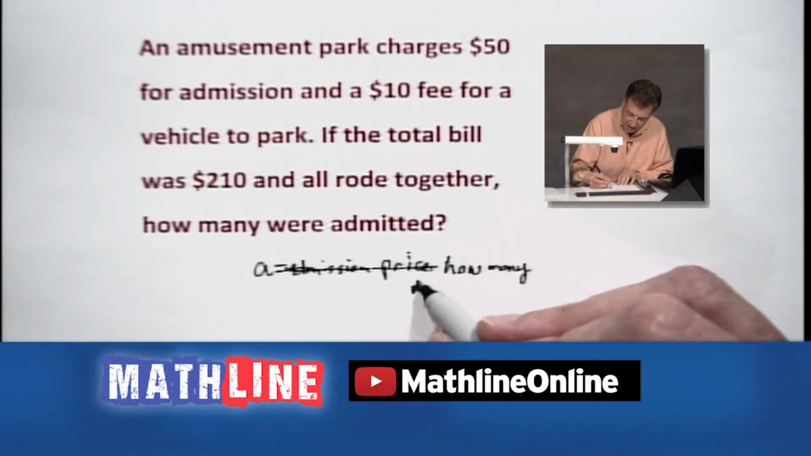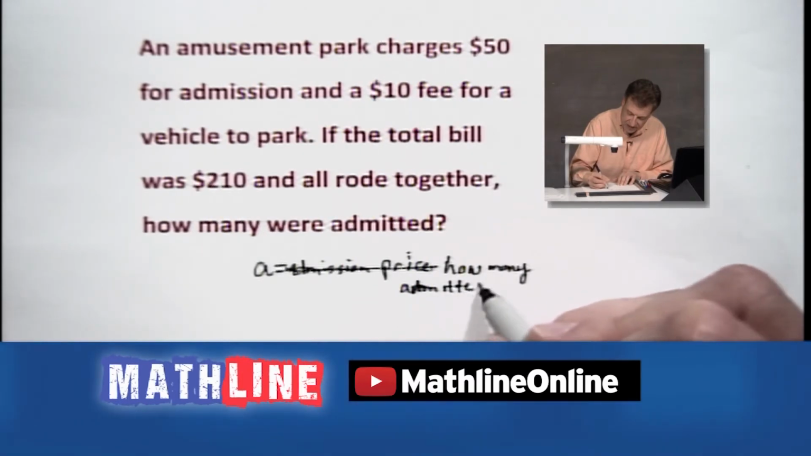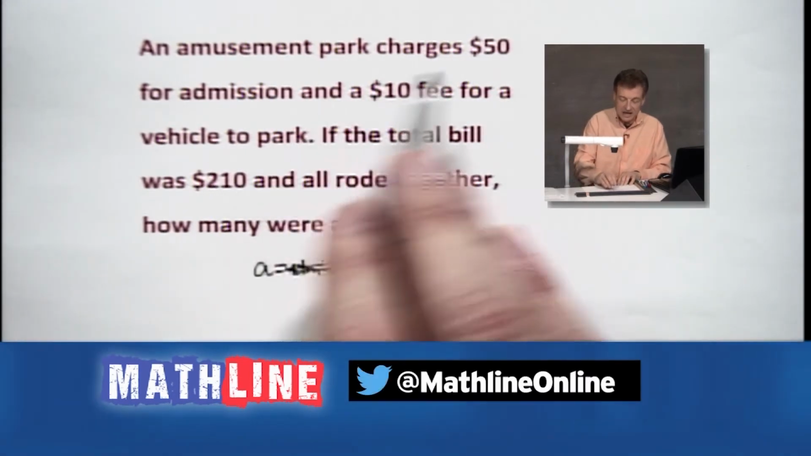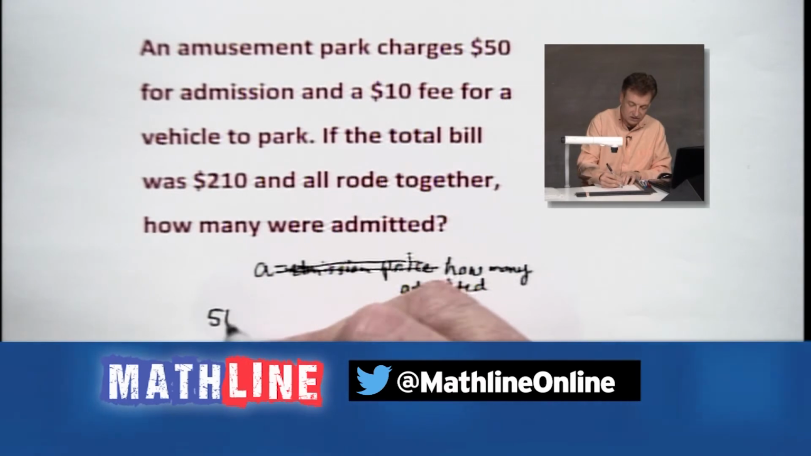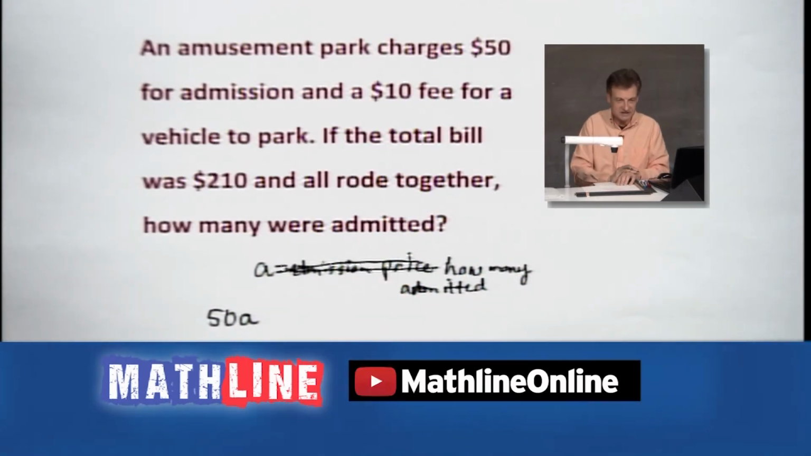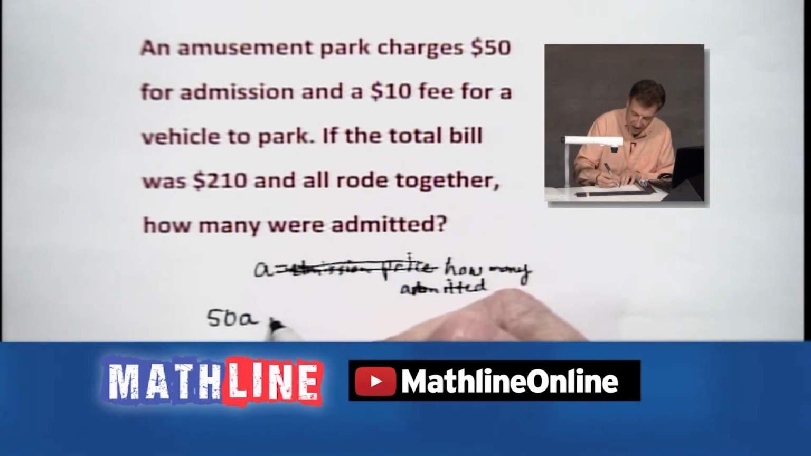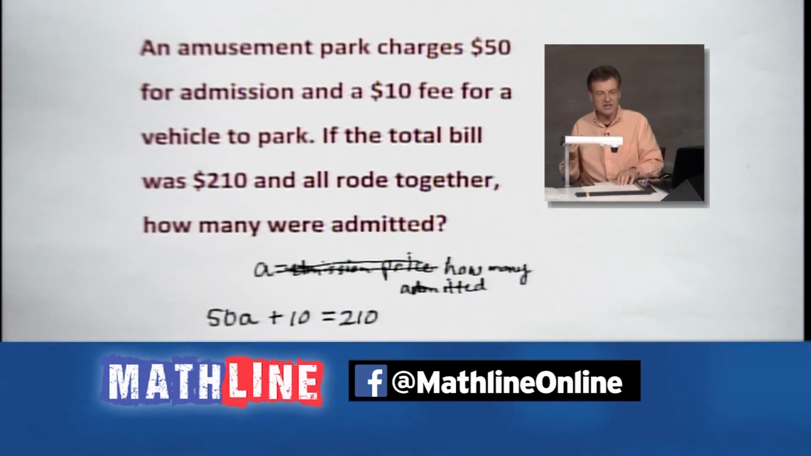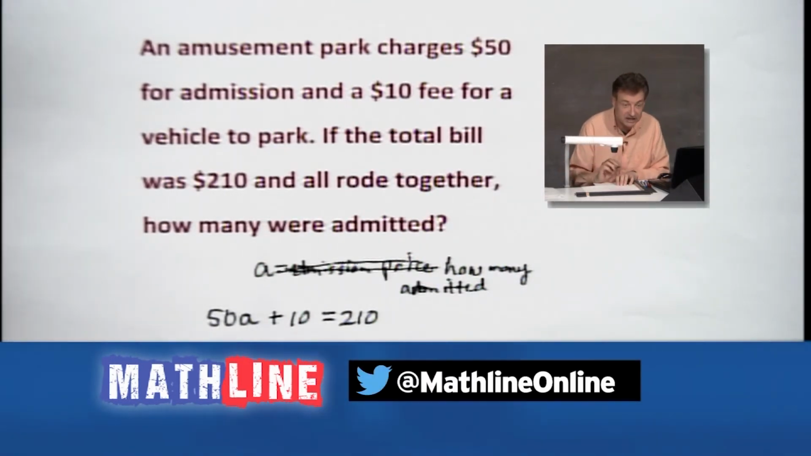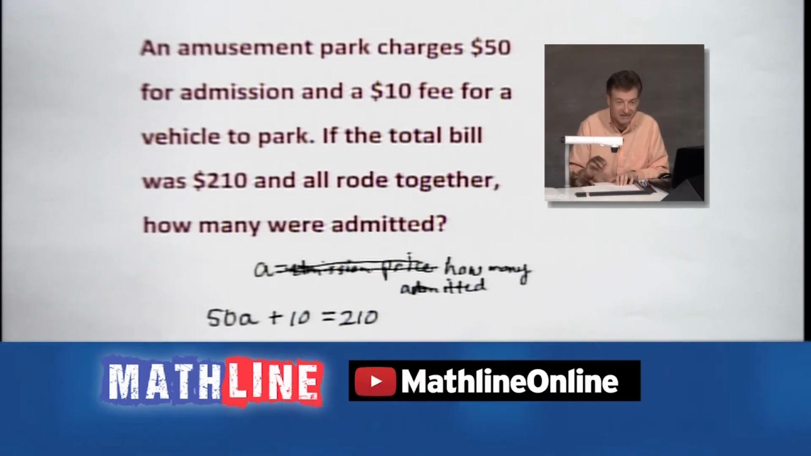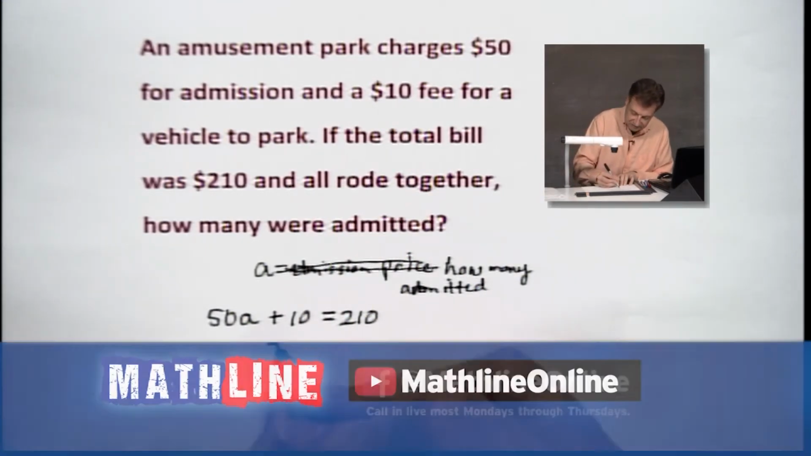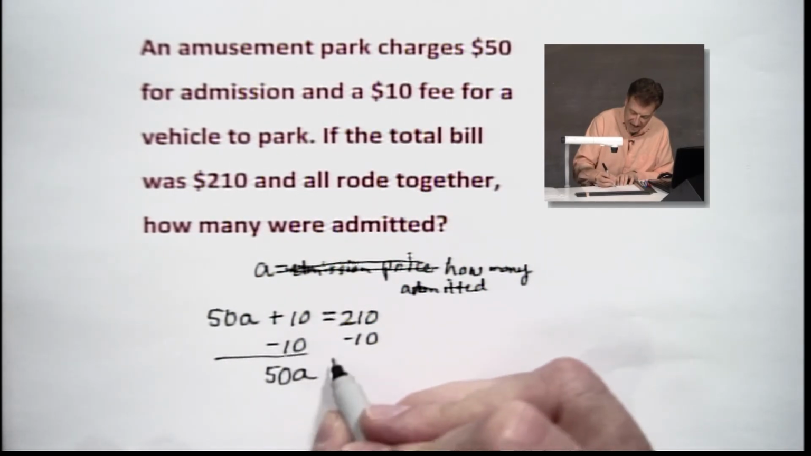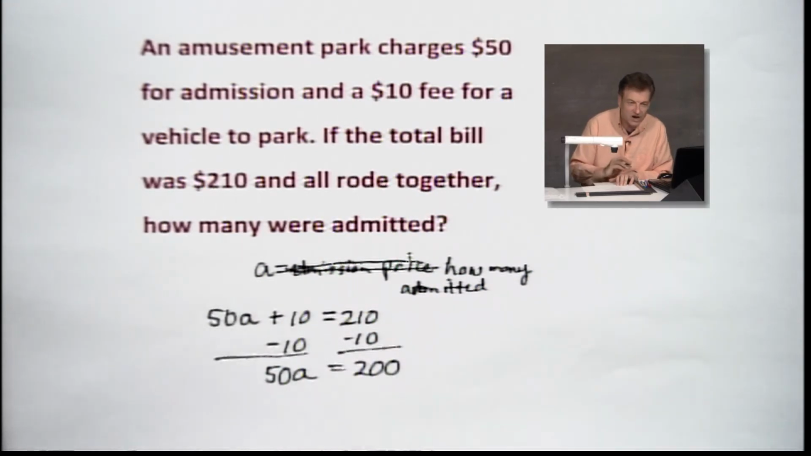Want to make sure we're doing the right things. When we get toward the end of the show, or toward the end of homework, we get a little excited. So it's not the price. We already know the price. Each person paid $50. This is all about the money. So 50A, 50 times the number admitted, plus 10, and the total bill, a whopping $210. It's probably underpricing here, compared to some amusement parks I've been to. Now, let's subtract 10 and see where this leads us. It gives me 50A equaling 200.